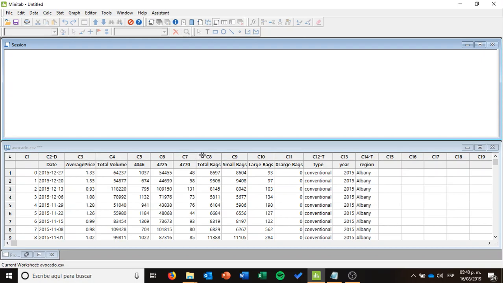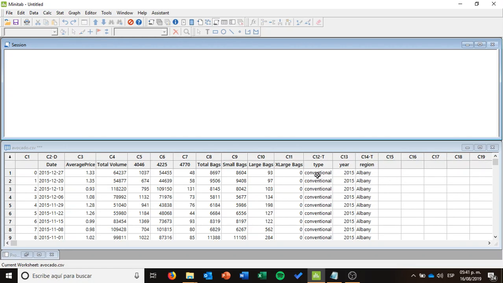The following information is about the total bags that were sold, the type of avocado, conventional or organic, the year it is happening, that is pretty much the same as the date, and finally the region in the United States. For this analysis, we are going to use exclusively the average price, the date, the type, and the region of this database. So let's start the analysis.